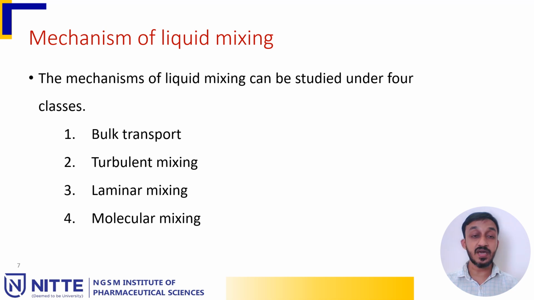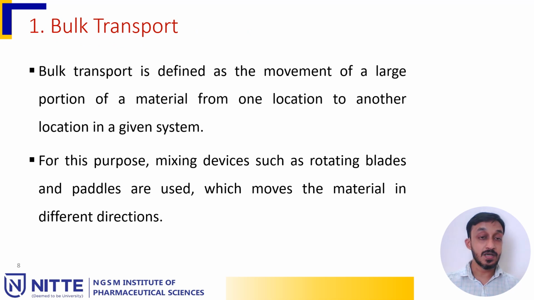Let us move into the mechanism of liquid mixing. The mechanism of liquid mixing can be studied under four classes. 1. Bulk transport. 2. Turbulent mixing. 3. Laminar mixing. 4. Molecular mixing. Bulk transport is defined as the movement of a large portion of a material from one location to another location in a given system. For this purpose, mixing devices such as rotating blades and paddles are used, which move the material in different directions.